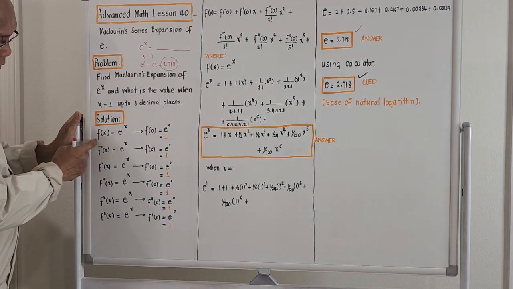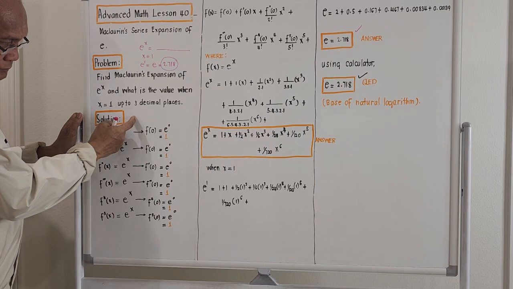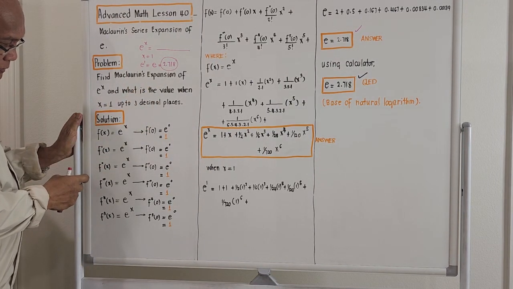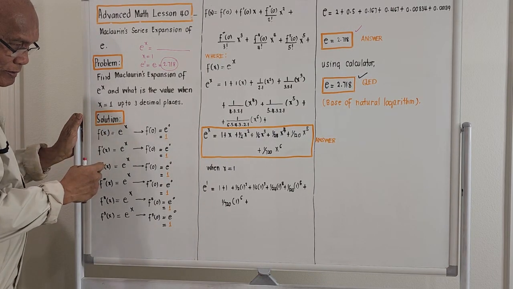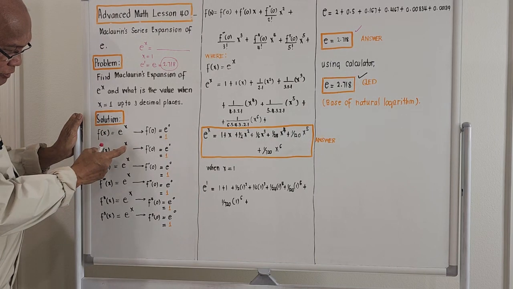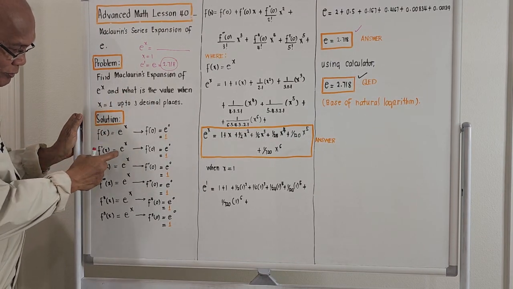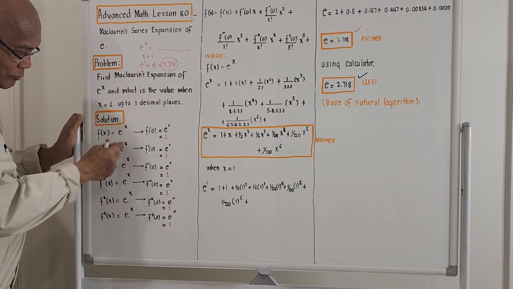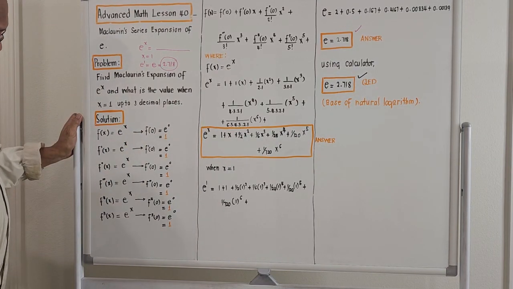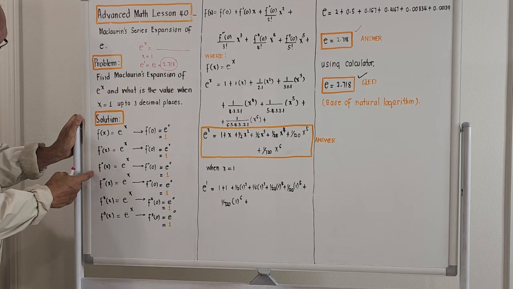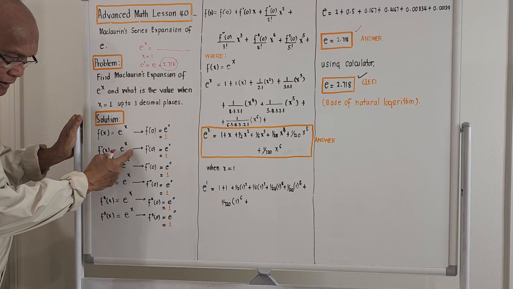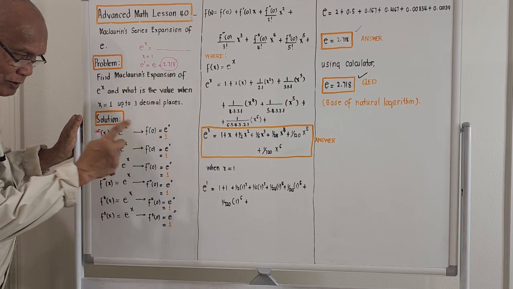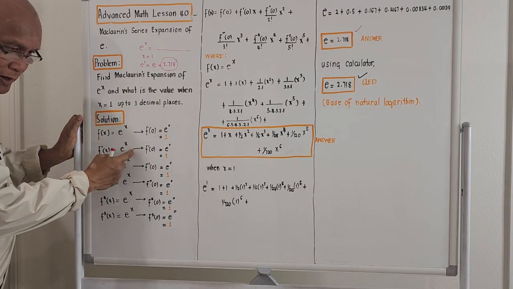Function of x will be e to the x. Take the first derivative. F prime of x will be e to the x times 1, or just simply e to the x. Because the derivative of x with respect to itself is 1, so e to the x times 1 will just be simply e to the x. It doesn't change, right? Second derivative, take the derivative of the first derivative. F double prime of x, meaning the second derivative, will be e to the x times the derivative of x with respect to itself, which is 1, so e to the x times 1 will just be simply e to the x.